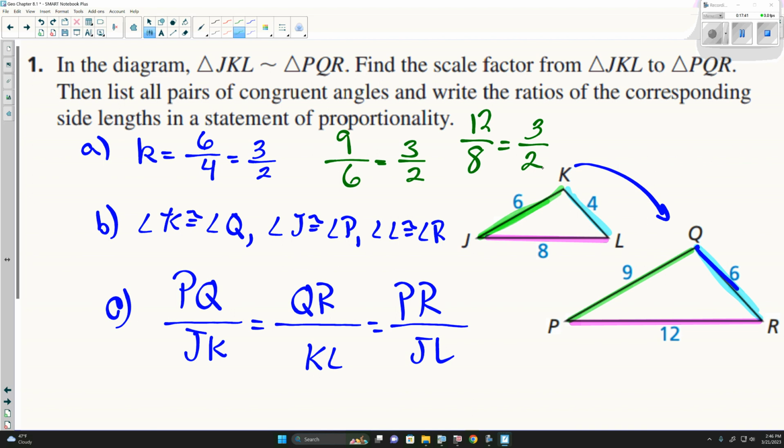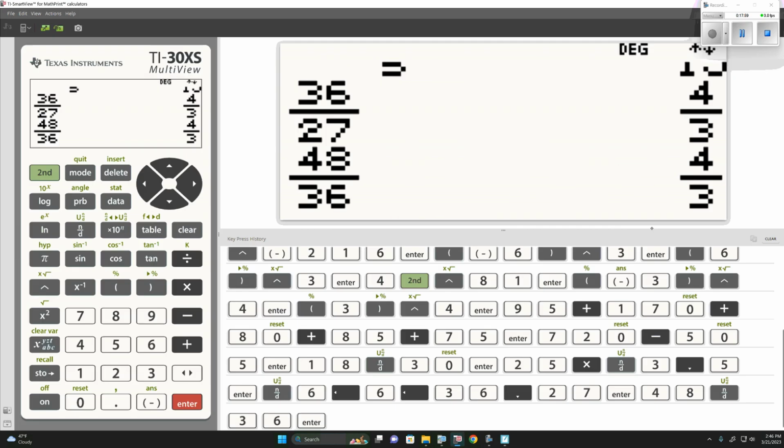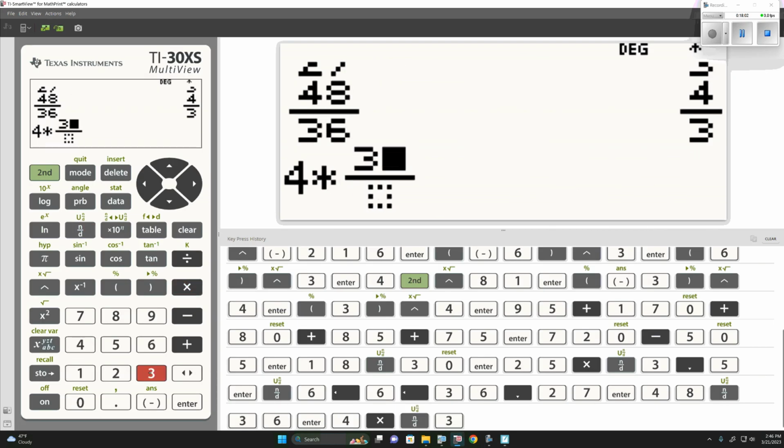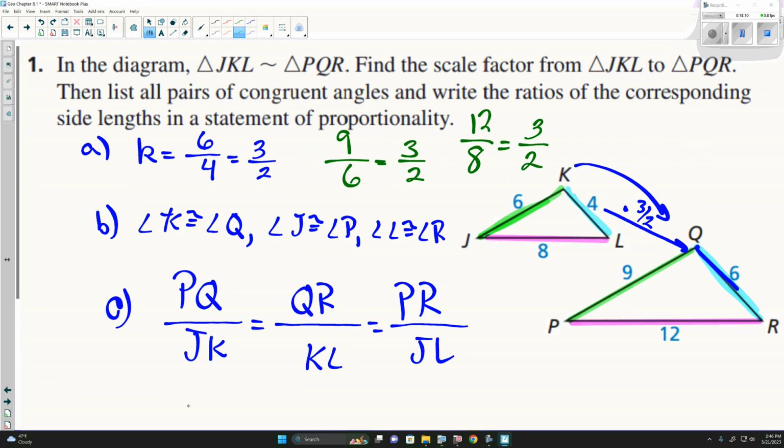Yeah, so it's where we're coming from. So new over old. New is where we're going to, old is where we're coming from. Because if we do 4 times 3 halves, we should be able to get to 6. So 4 times 3 halves does give us 6. And that's kind of what we're doing, where we're going to. So we should be able to say 6 times 3 halves gives us 9, and 8 times 3 halves gives us 12.